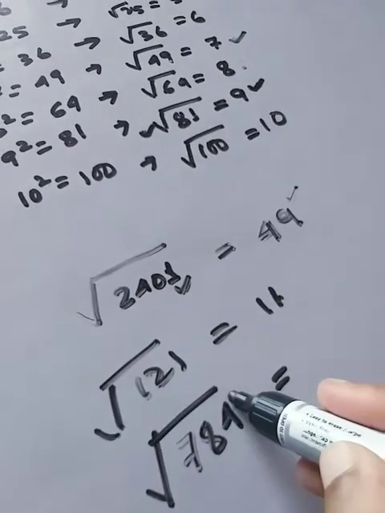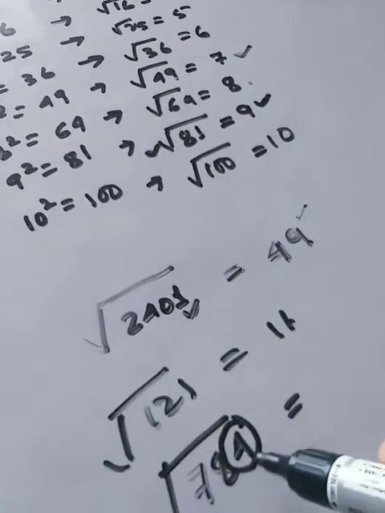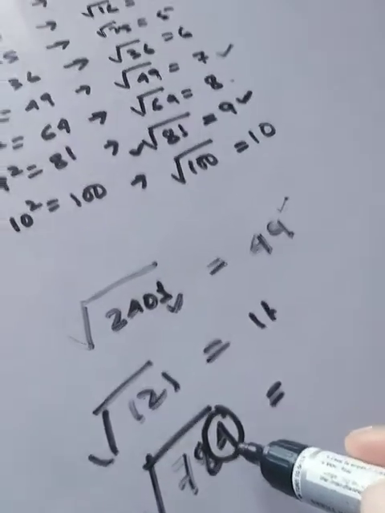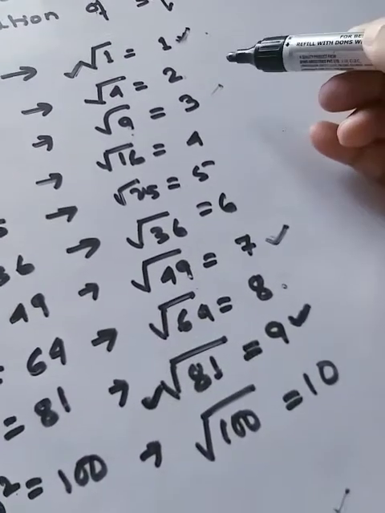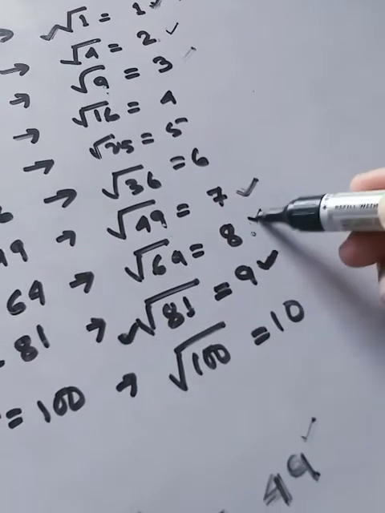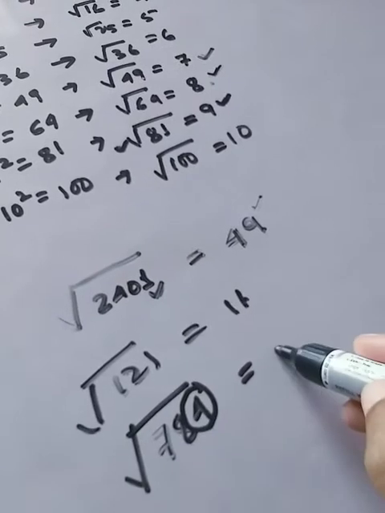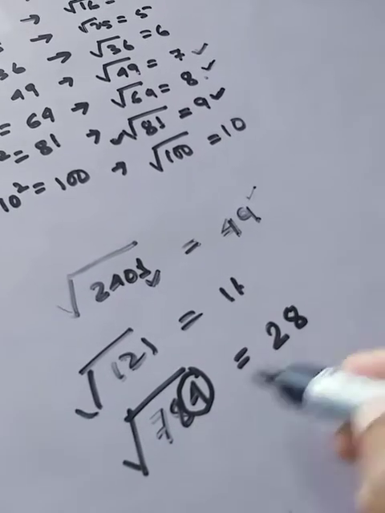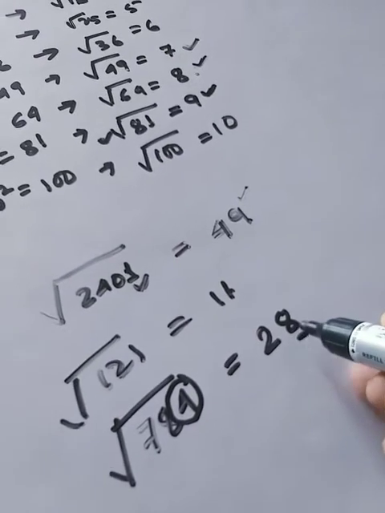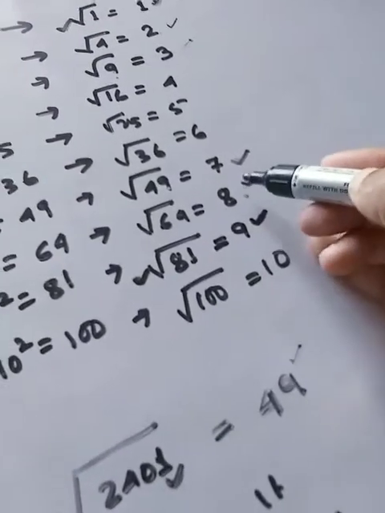So what is there in the unit digit? 4. What we discussed: for the square root of any number which carries 4 as a unit digit, the unit digit of the square root could be either 2 or 8. So the answer of this is 28. 28 into 28 is 784. See, what is there in the unit digit? 8. I said it could be either 8 or 2.